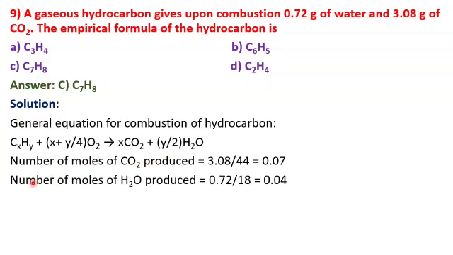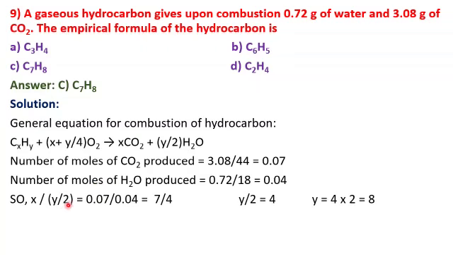Next you similarly calculate the number of moles of water produced by doing mass by molar mass. Mass is 0.72 and molar mass is 18, calculated by adding the atomic masses: hydrogen 2 plus oxygen 16 equals 18, the molecular mass of water. So it becomes equal to 0.04.